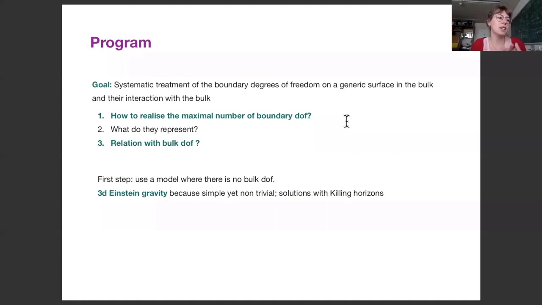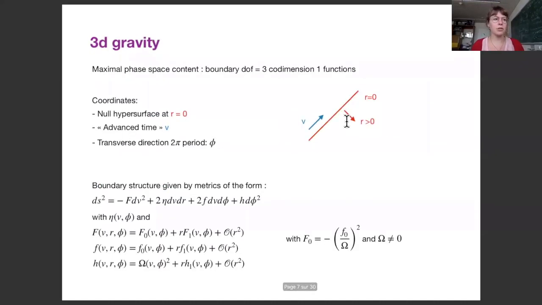And as often in physics, it's nice to start with a simple setup, but yet interesting, which is 3-dimensional Einstein gravity. Why so? Because in 3D gravity, there are no local degrees of freedom, so no graviton. You can just turn on boundary degrees of freedom. And it's interesting because it's not a trivial theory. You have black holes and different structures in there. So that's what we're going to do: study 3D gravity. So for the counting I gave you at the beginning, we are expecting that we can find at most 3 codimension 1 functions on our phase space.